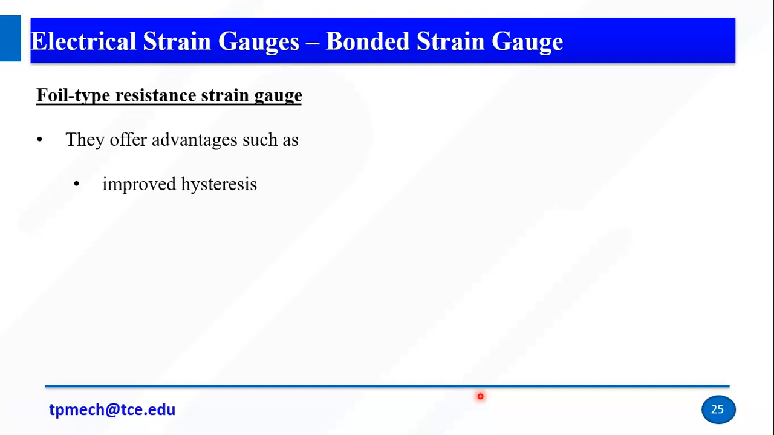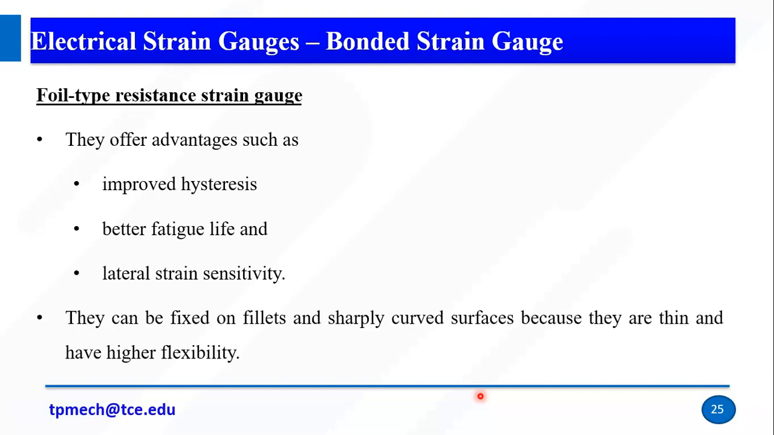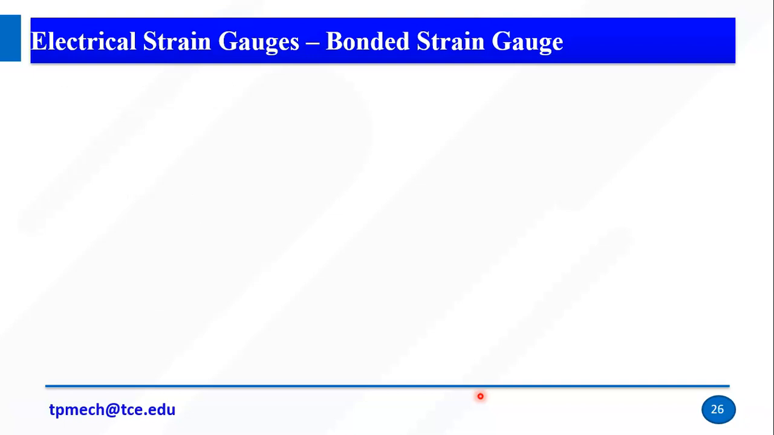It has improved hysteresis. Hysteresis, I hope you know, is that if the input changes, the output also changes linearly. If the output reduces, the input may not follow linearly. There may be some variation. That is hysteresis. Equipment should reduce hysteresis. So this kind of equipment, like electrical bonded strain gauges, has improved hysteresis, better fatigue life and lateral strain sensitivity. These are some of the advantages for foil type electrical systems. They can also be used on fillets and sharply curved surfaces because they are thin and highly flexible.